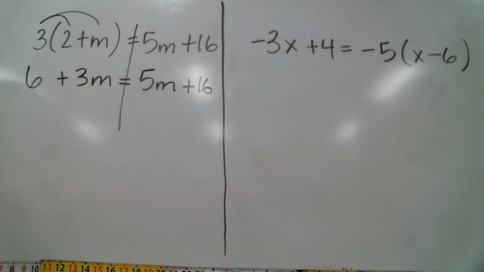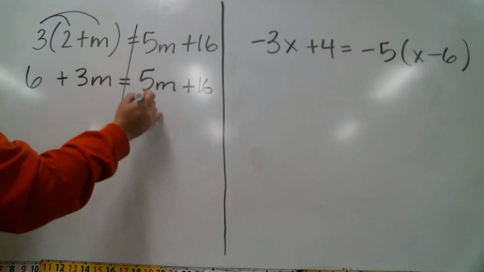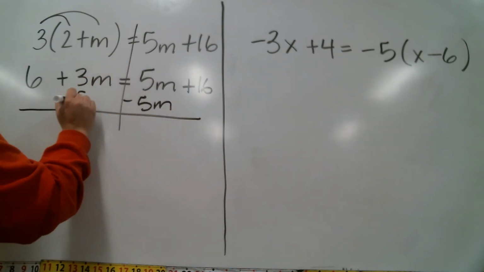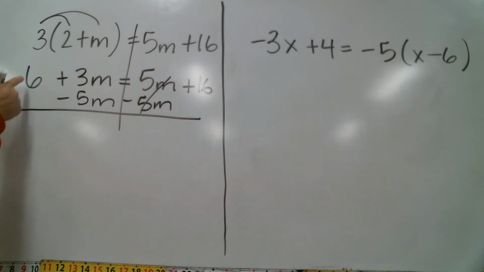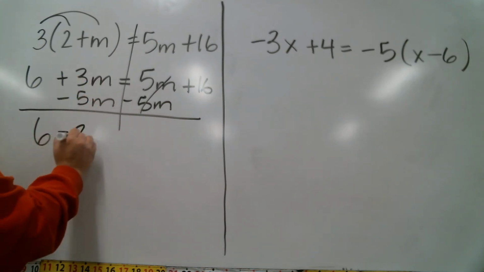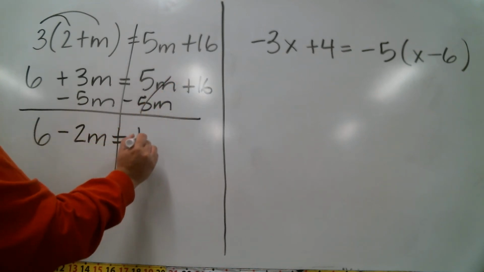Okay. And then I'm going to take care of this variable and move it over to the other side. So 5m, I'm going to subtract 5m from both sides. And then I'm going to rewrite. Okay, so 6. And this was 3 minus 5m, which is negative 2m. And what's left over here is a 16.